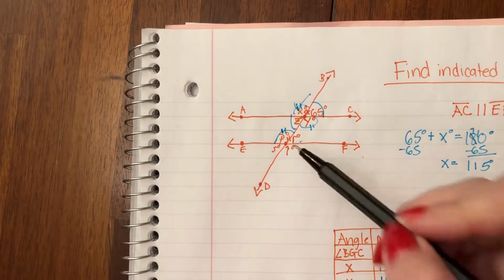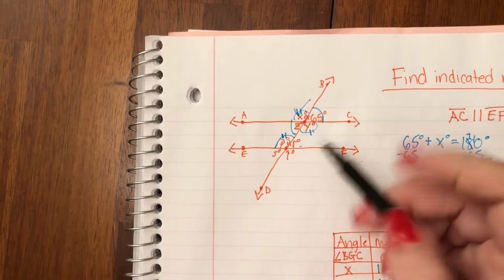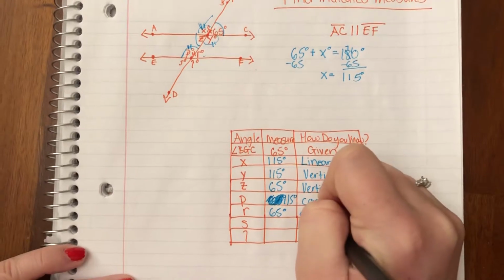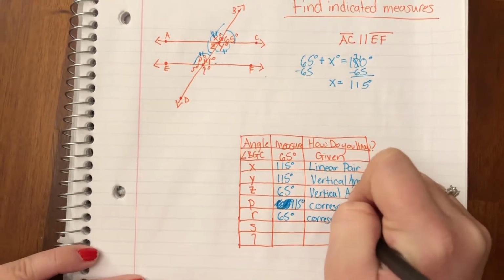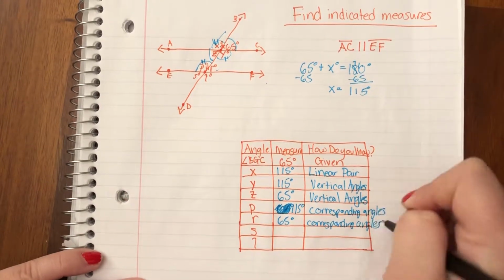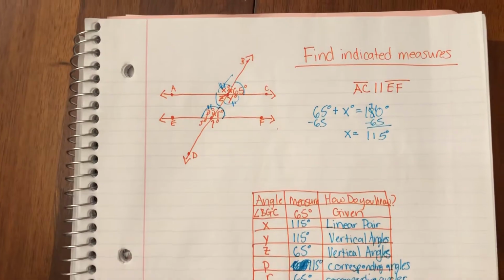So R is corresponding with 65 degrees. So that is 65 degrees. Again, the corresponding angles. See, guys, even teachers make mistakes, and it's okay. That's why you check your work again.